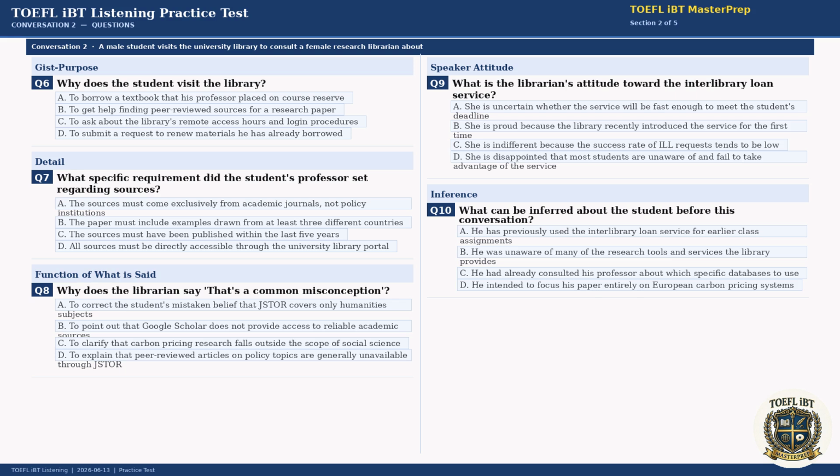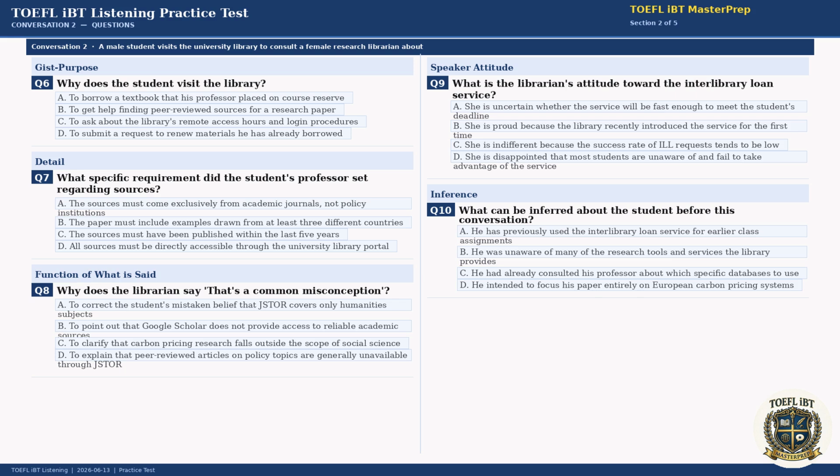Wow, I had no idea the library could do that. That's genuinely one of the most useful things I've learned since starting here. It's honestly one of our most underused services. Most students don't even discover it until they're writing their senior thesis, which is a real shame. Here, let me write down the names of the two databases and the direct link to the ILL request form so you have everything in one place.